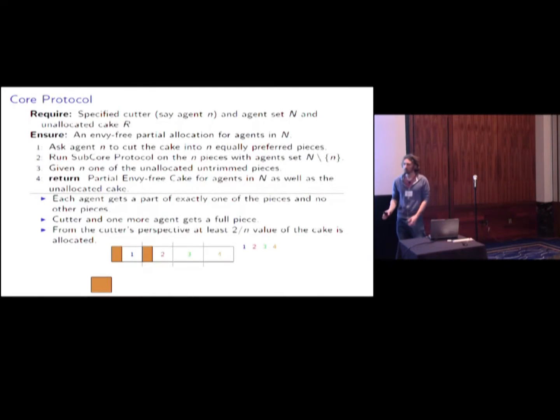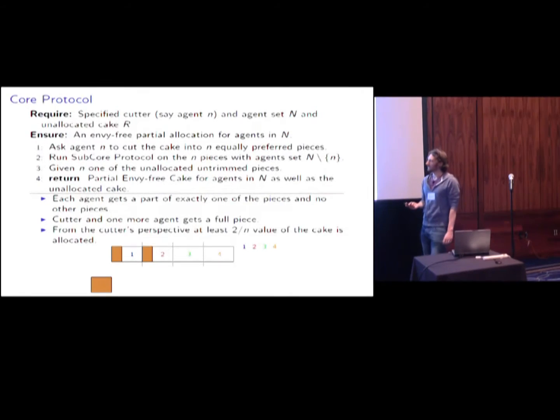Then you ask the cutter to cut the cake into n equal pieces. You call the subcore protocol on those pieces with all the agents except n as input. And then the subcore protocol will return an allocation of those pieces to the agents, where some pieces might be trimmed, but at least one piece is full, and one piece is unallocated and full. Then you just give the cutter this unallocated full piece, and then you return from the core protocol, and that gives you a partial envy-free allocation of the cake, where the cutter, who believed that all pieces were cut into equal pieces and got a full piece, believes he gets at least 1/n of the cake.